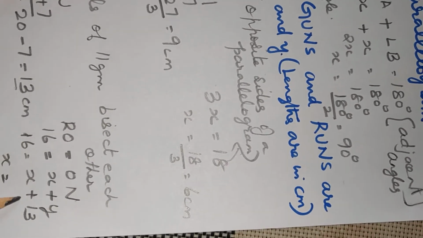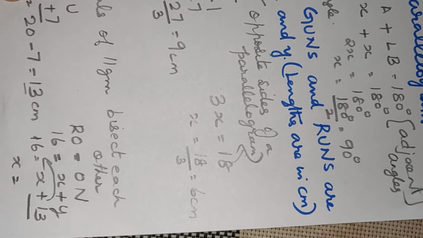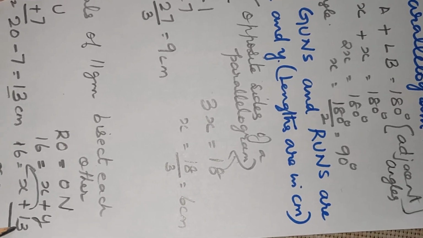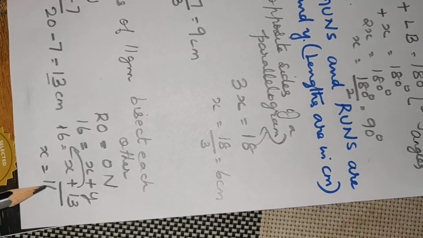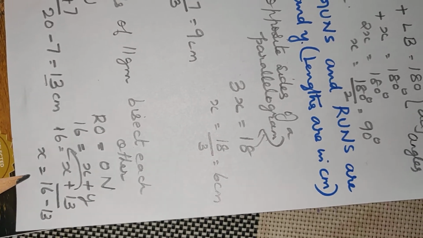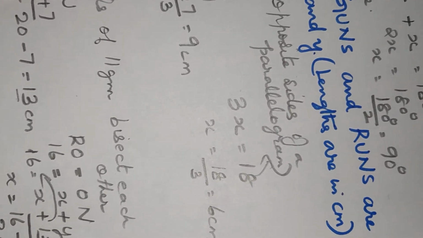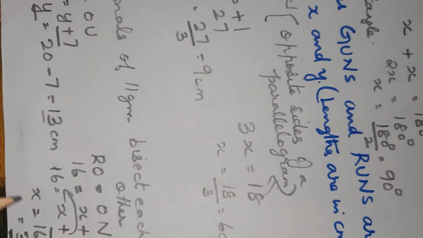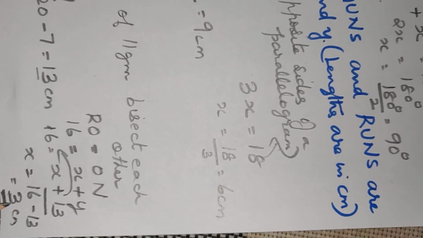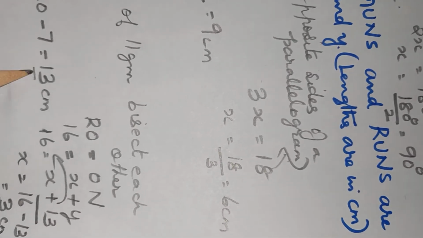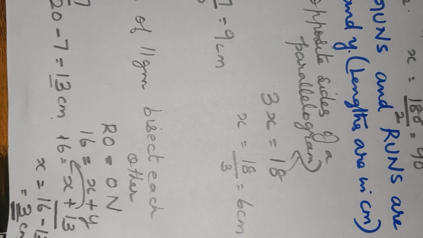So x is equal to this plus 13. I am going to take it to the left side. So plus 13 becomes minus 13. So 16 minus 13, that is equal to 3 centimeters. So x we got as 3 centimeters and y as 13 centimeters. Hope you understood.